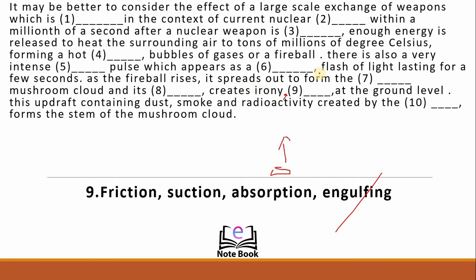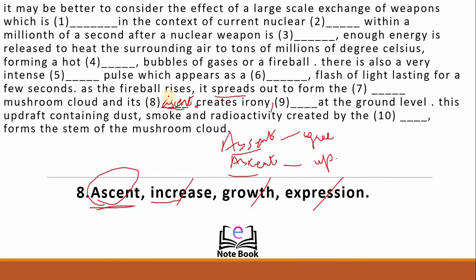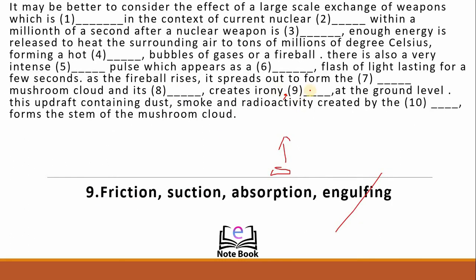Now here, what was happening? The nuclear explosion happened. It spreads out to form the overpowering mushroom cloud, and its ascent creates irony, and what else at the ground level? It has to be suction, because suction means pressure. Due to something that is going up, pressure is being created at the ground level. So I remove friction, absorption, and engulfing.